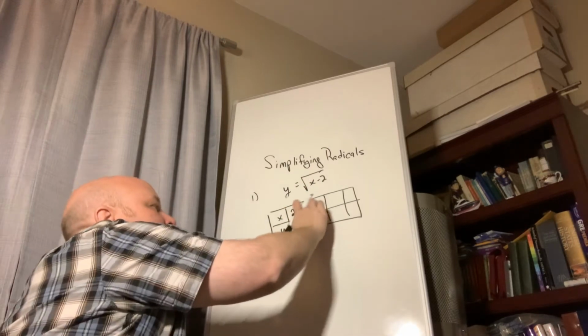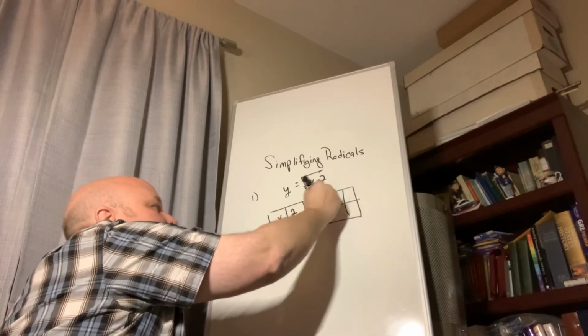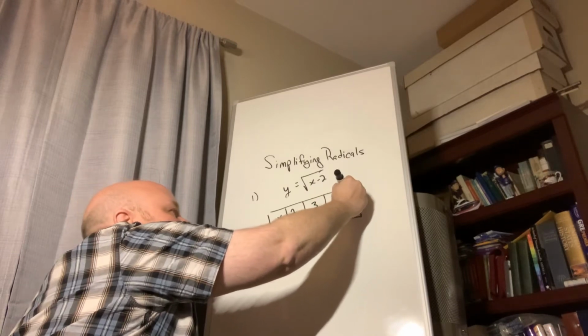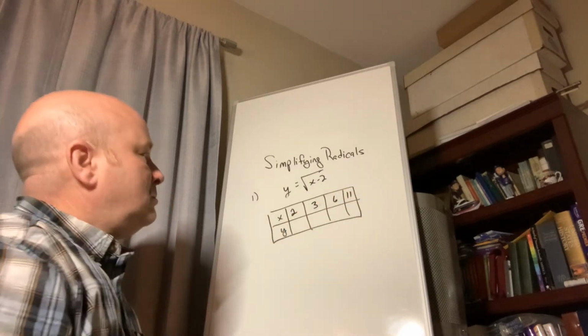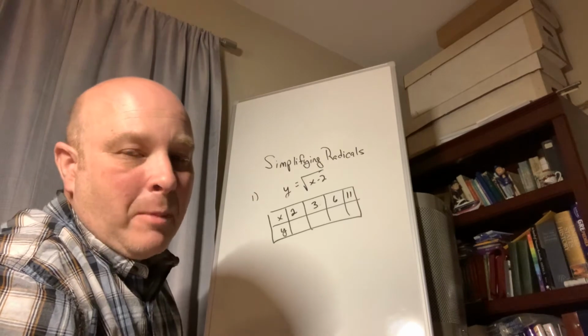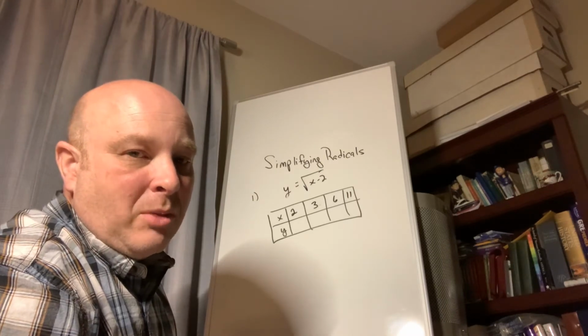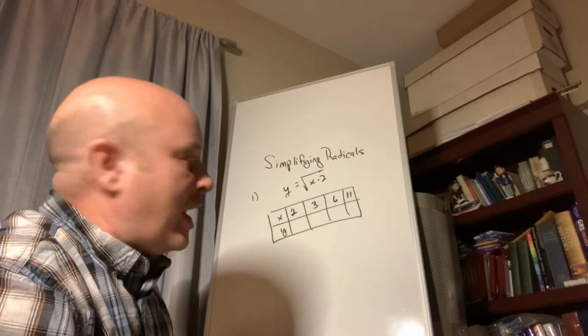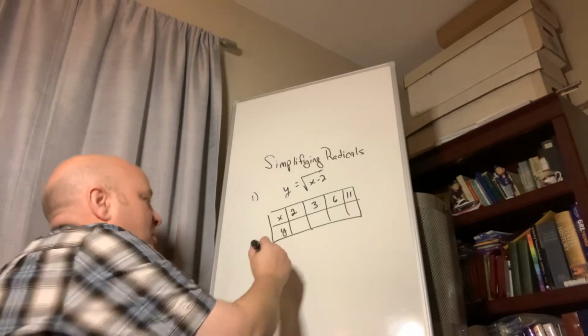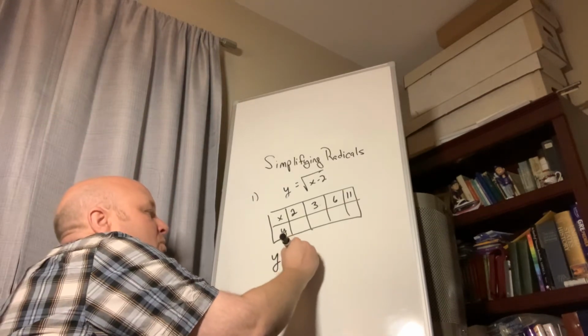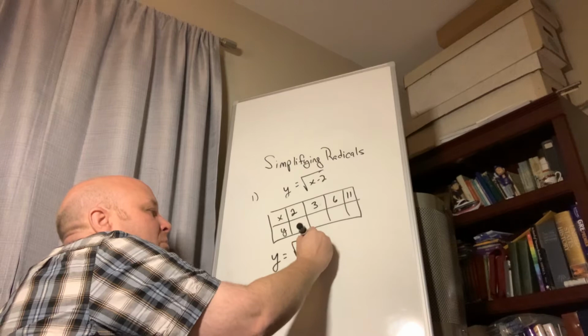No, let's do this. The next one I want to be 3, then 6, then 11. Okay. So why did you choose those numbers? Well, let's plug them into our equation and see what happens. Y equals the square root of x minus 2.